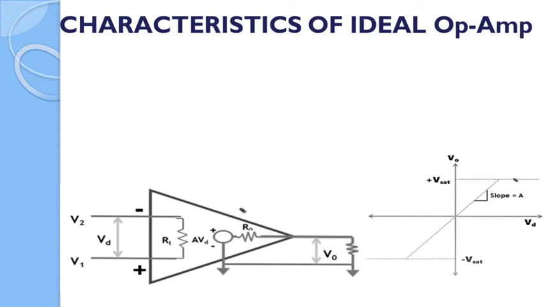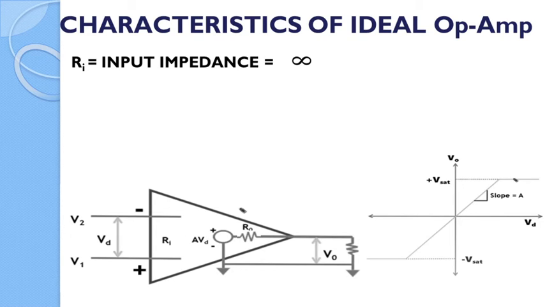Let's see the first characteristic of an ideal operational amplifier. The input impedance Ri is always infinity. As is well known, when the value of a resistor is very high, it behaves as an open circuit. Here Ri is the input resistance. If it is infinite, the terminal is an open circuit. So here Ri will behave as an open circuit.